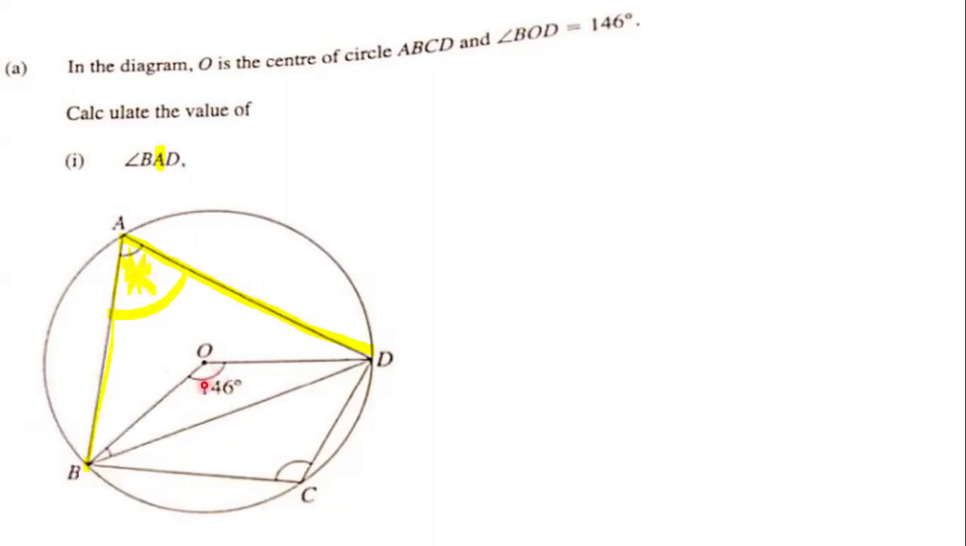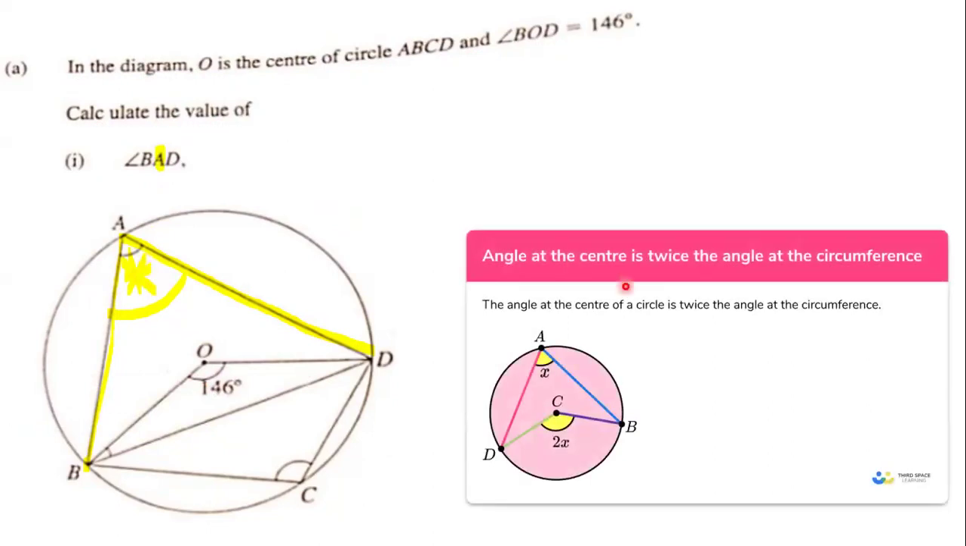Now, one thing we know is that the angle at the center is 146 degrees, but how are we going to figure out the angle at the circumference? And we can use this theorem. It says that the angle at the center of the circle is twice the angle at the circumference, which means that if the angle at the circumference is x, then the angle at the center is 2 times x. And so here we have the angle at the center, which is 146 degrees.